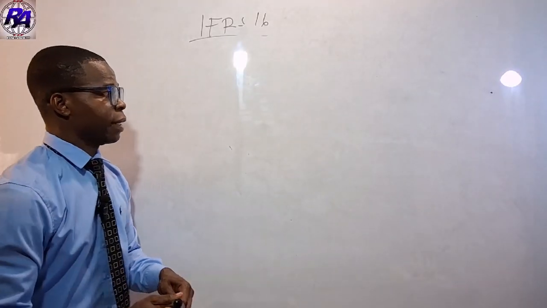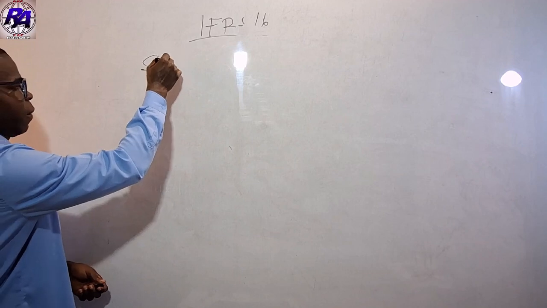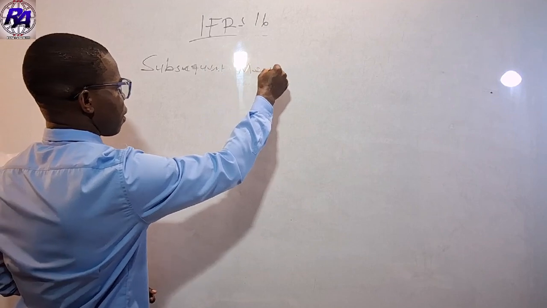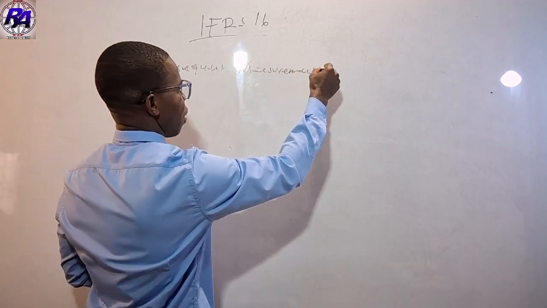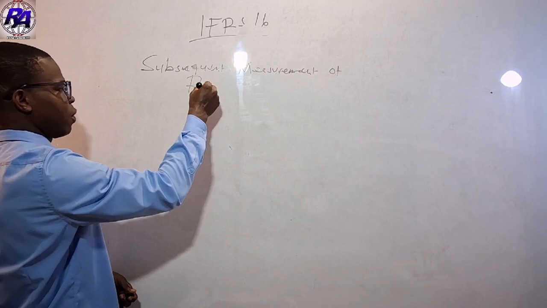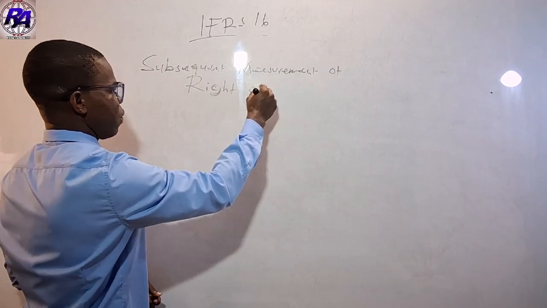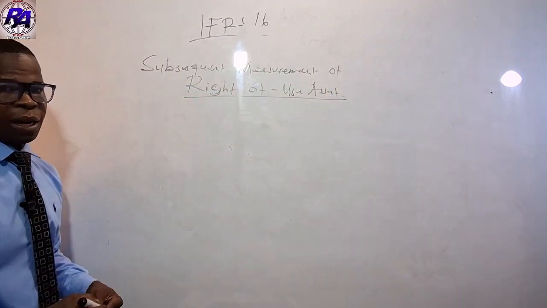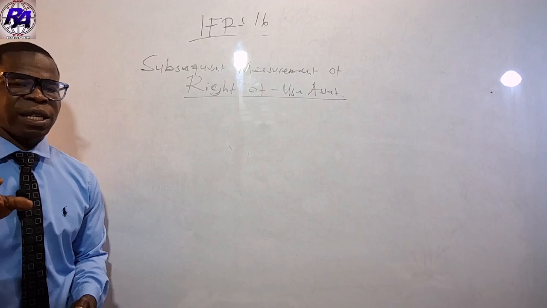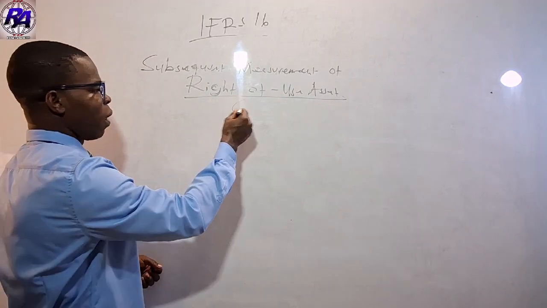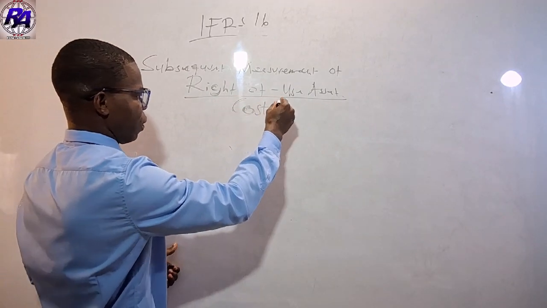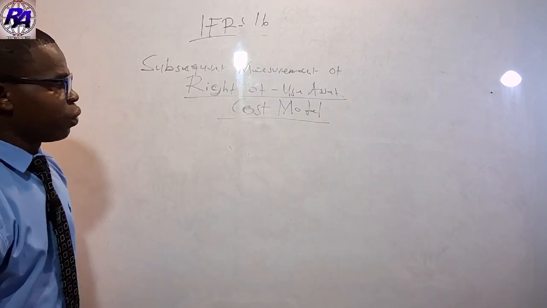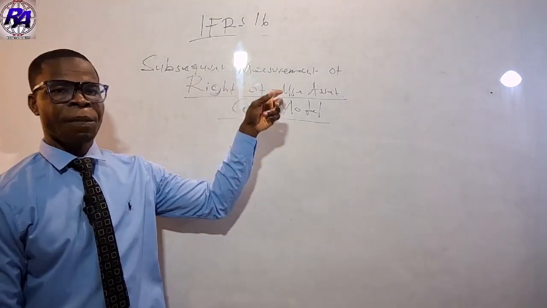Okay, so let's first look at the subsequent measurement of our right of use assets. Let's first look at how to subsequently measure our right of use assets. Now, the standards say that subsequently, a right of use asset can be measured using what we call the cost model. So we can use the cost model to subsequently measure the right of use assets.